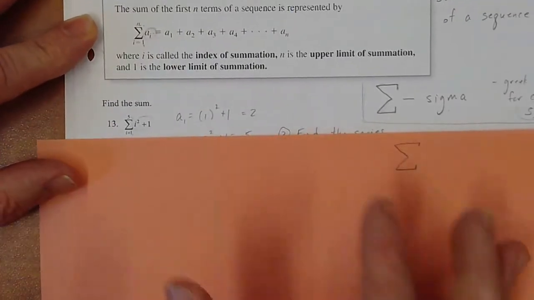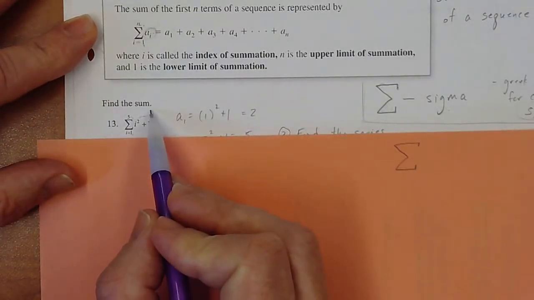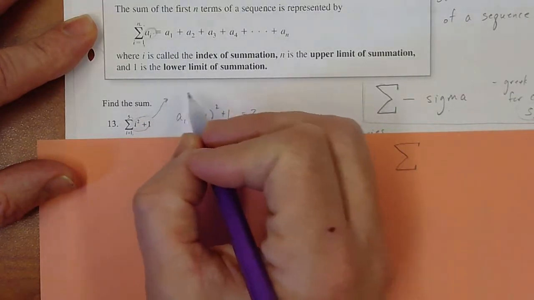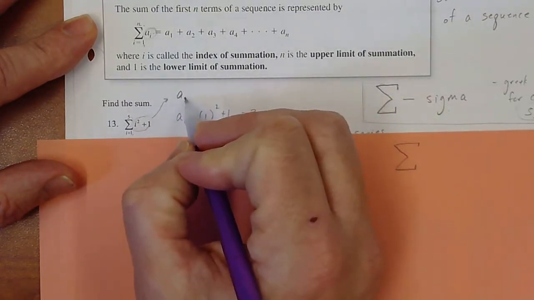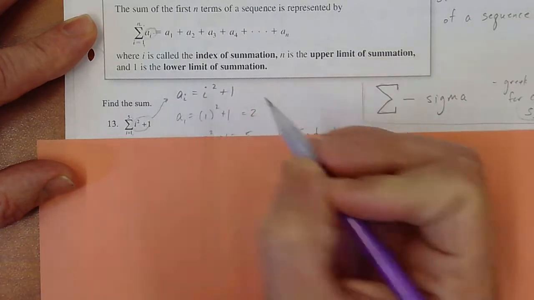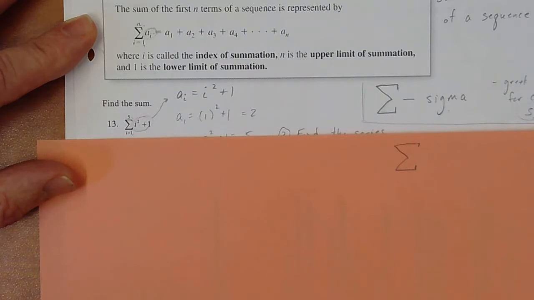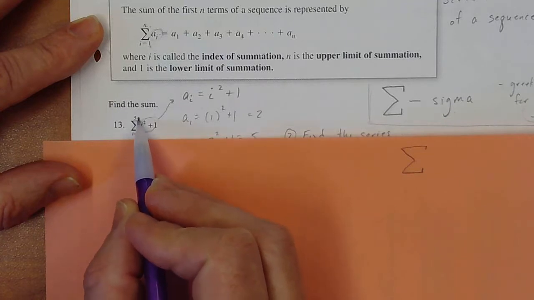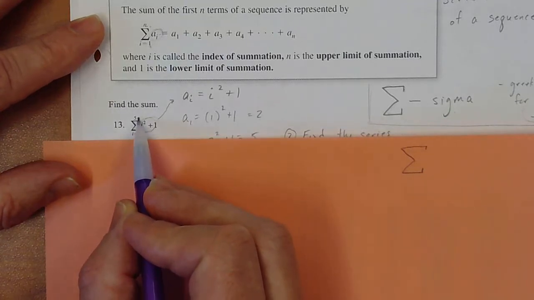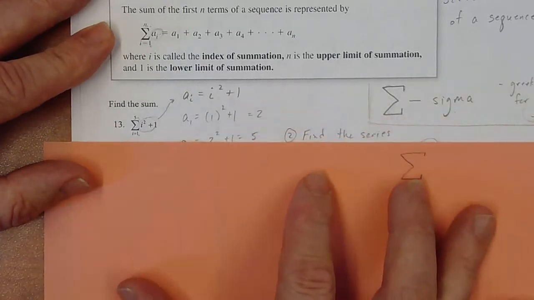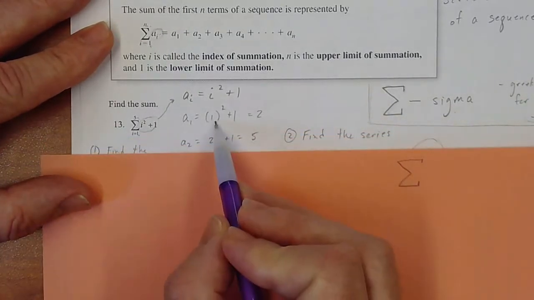So let's look at 13. Find the sum. Okay, so this is my a sub n formula right here. If you even want to write it like that, it's fine, or a sub I. So a sub I is I squared plus 1. And then this is my lower limit. This says let I equal 1, and then go up all the way to an I value of 5. So just like yesterday, we just got to start expanding the sequence. That's all. So I plug in 1.